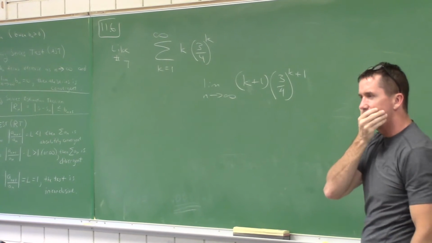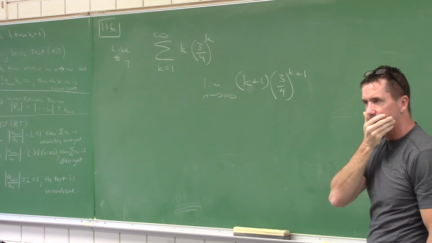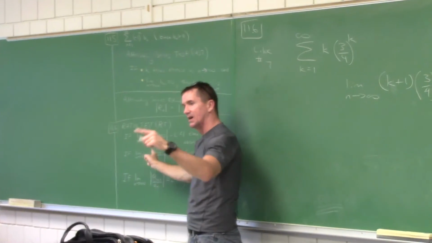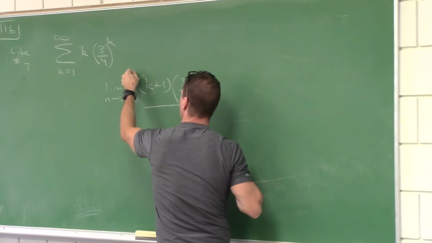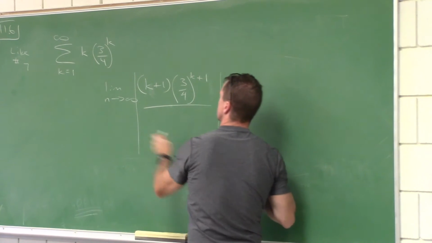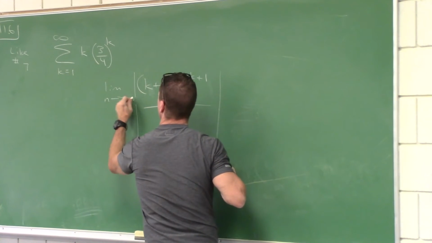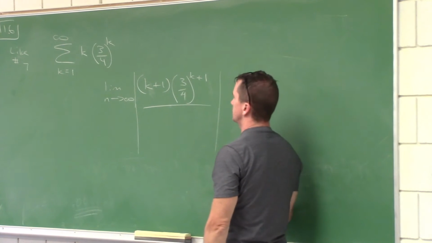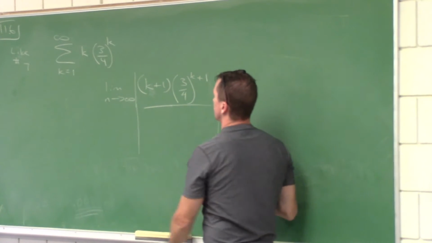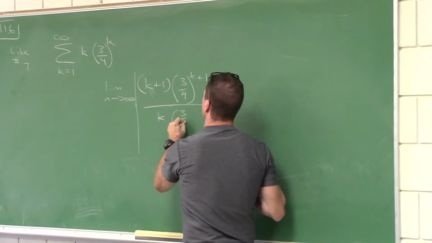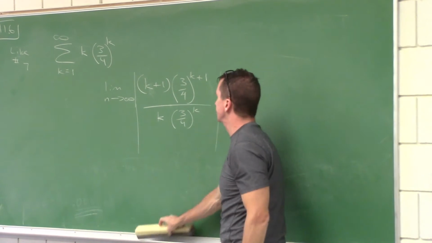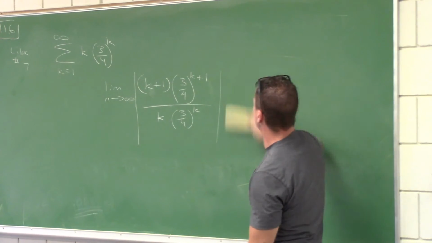What did I forget? Wait a minute, it's a ratio. It's the a sub n plus 1 over the a sub n. So that's all I did was the a sub n plus 1. Divided by, I'll put my bars. If everything's positive, you can remove those bars. Sometimes you get the -1 at the end. What do I get now? K, 3/4 of K. Okay. There we go.